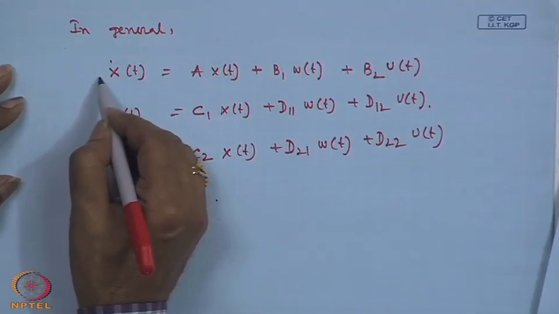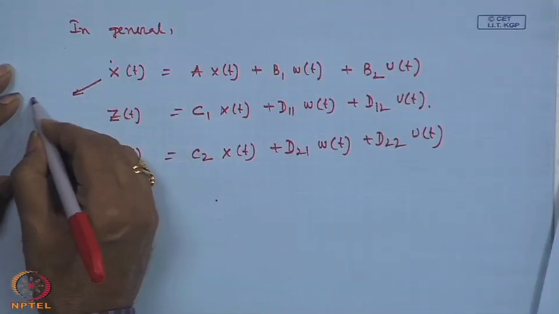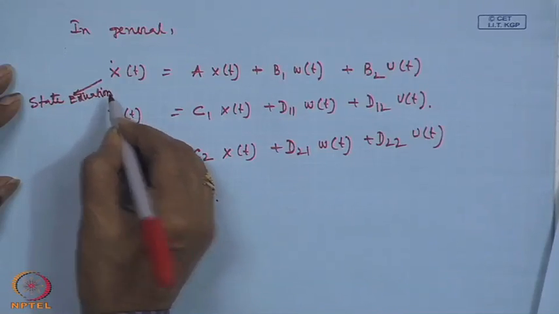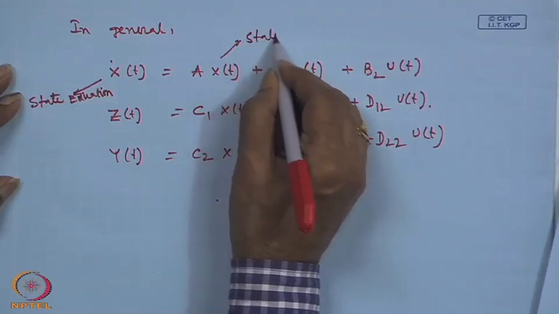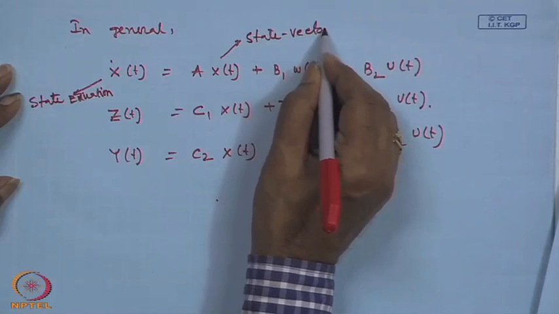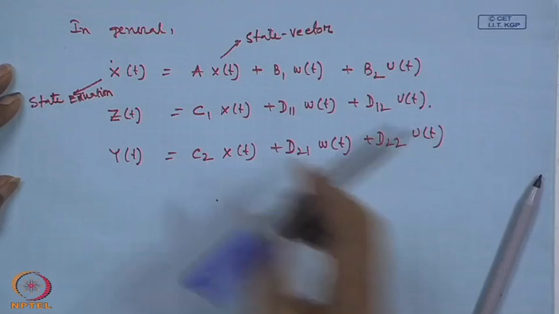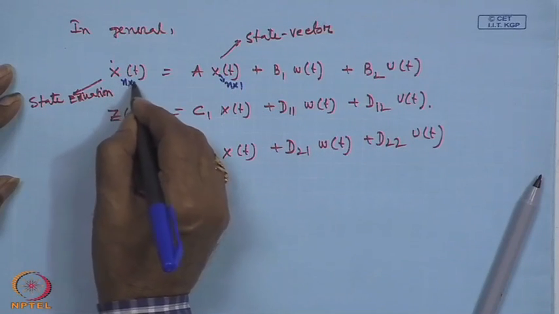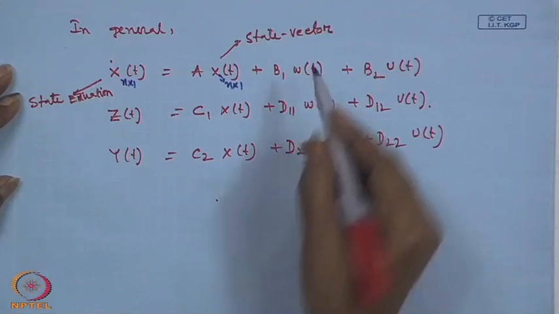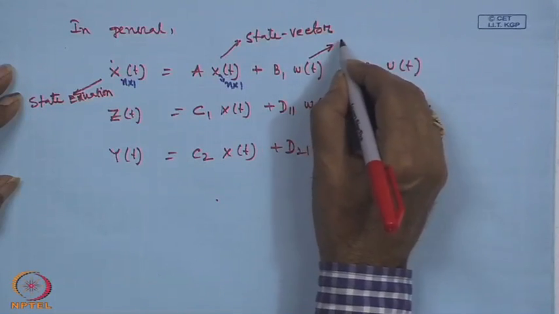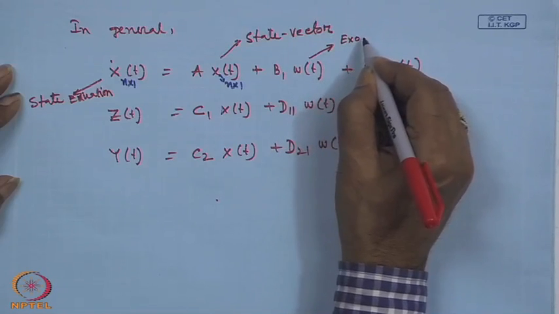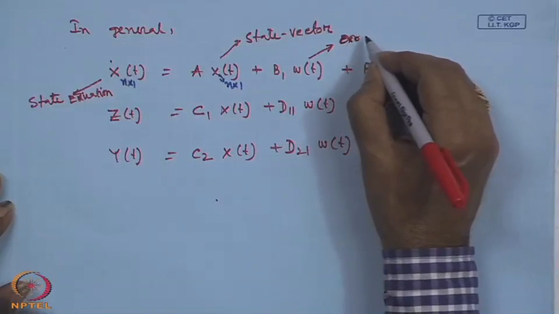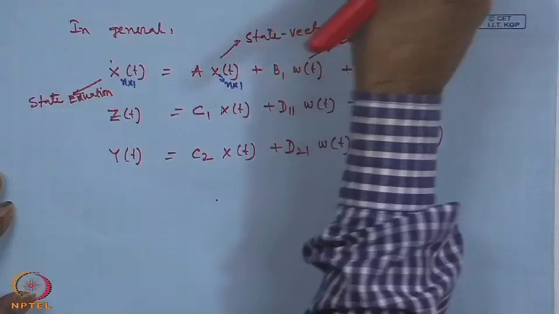So, I am telling you this equation is called the state equation, and x is the state vector whose dimension, let us call it, is n cross 1. And this w is the exogenous, or you can write it, this is the input. What input? Part of the system input.